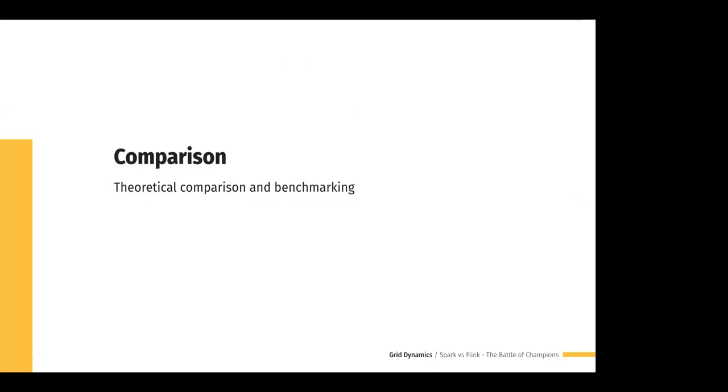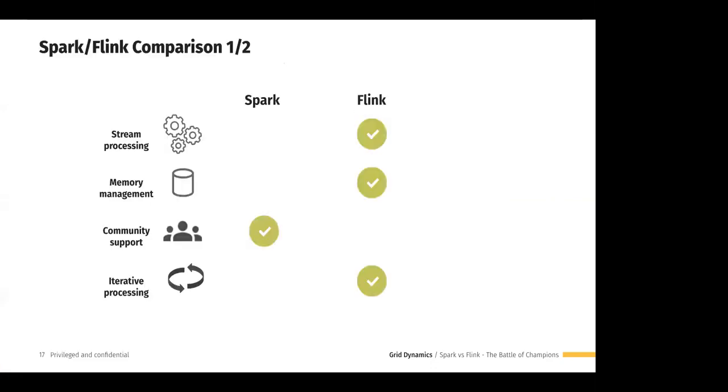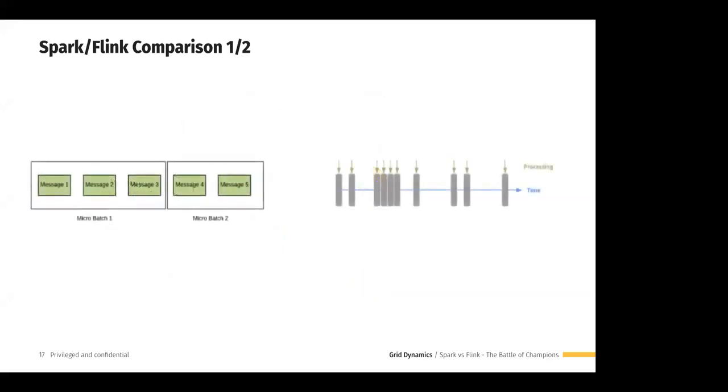Now we will go on to the theoretical comparison and benchmarking. So in terms of stream processing, Flink is a clear winner when it comes to this, as it was created with stream in mind, while it was added later on to Spark. Here we can see that there's an important difference in how Spark and Flink process streams. Spark uses microbatches to emulate streaming, meaning it delivers near real-time processing. And for many use cases, Spark provides acceptable performance levels.